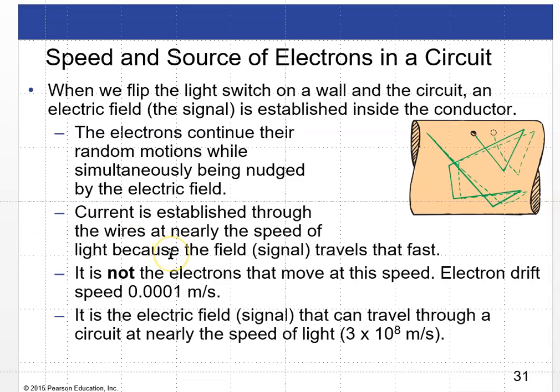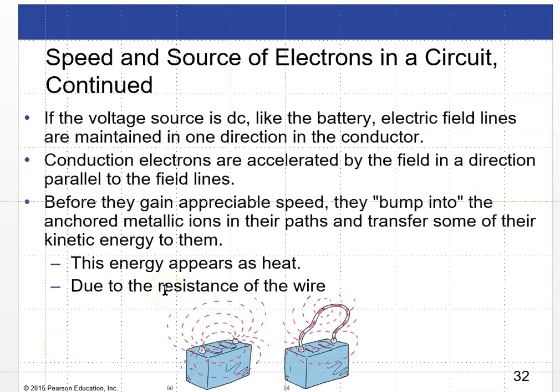And this current is established through the wires. The actual establishment of the current occurs at nearly the speed of light because the signal travels very quickly. The electrons themselves move extremely slowly. The speed of light is 3 times 10 to the 8th meters per second. The electron drift is 0.0001 meters per second typically. But it's the electric field that travels through the wire at nearly the speed of light. So the light gets there. When you turn on the light switch, you don't have to wait forever for the electricity to get to the end of the wire.